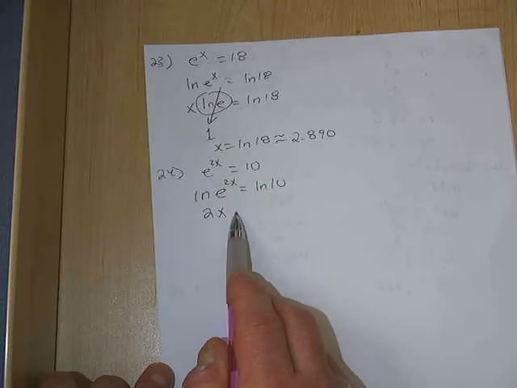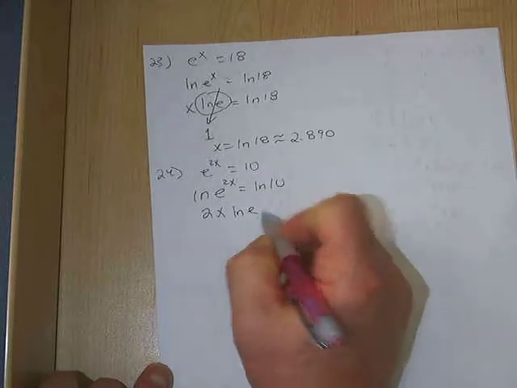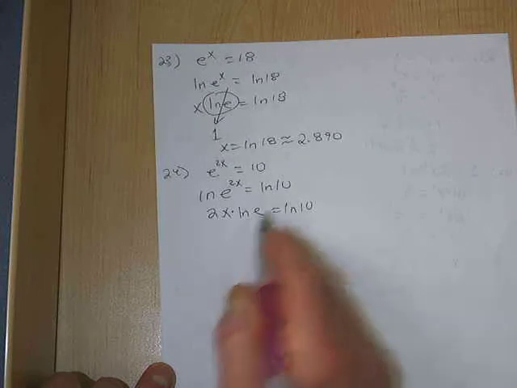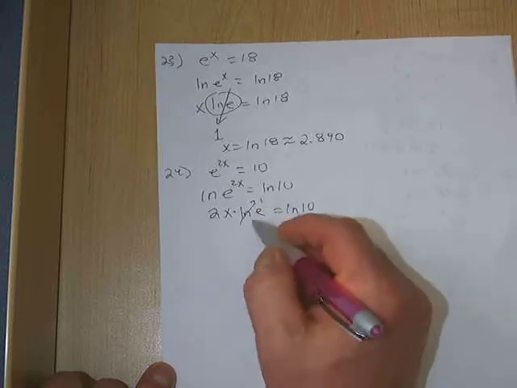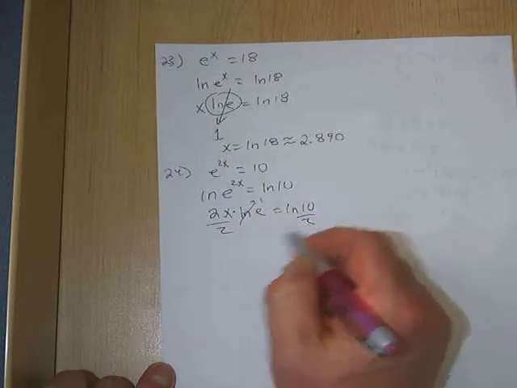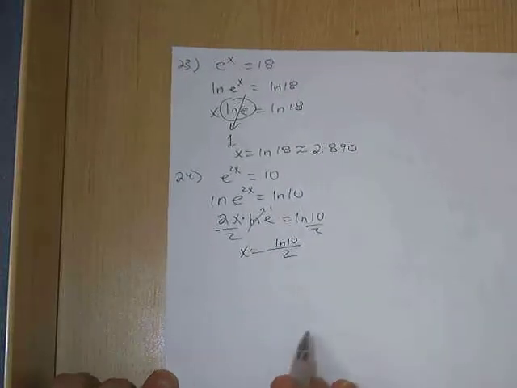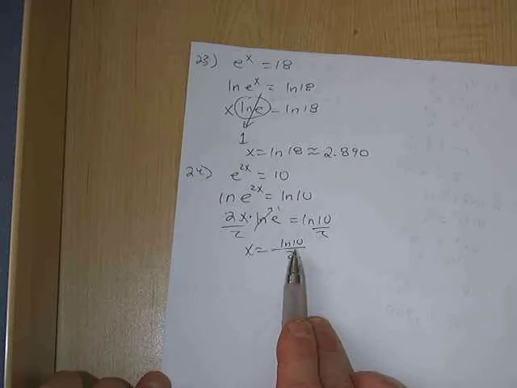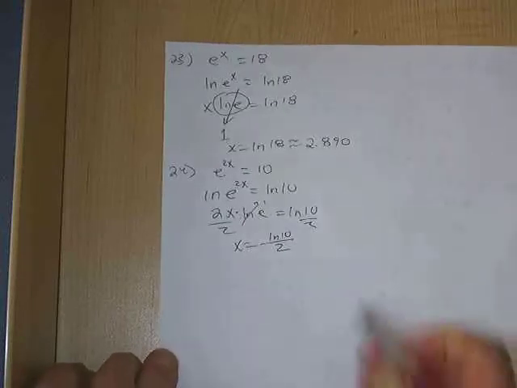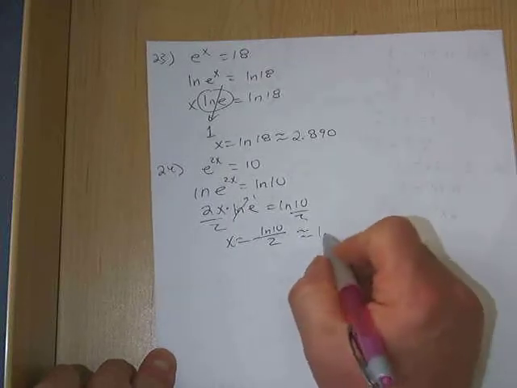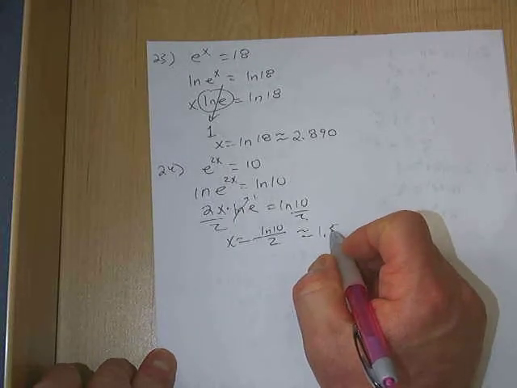What should I write next? I'll write it one more time. Natural log of e equals the natural log of 10. Natural log of e is 1. So dividing by 2, I get x equals the natural log of 10 divided by 2. Not the natural log of 5, the natural log of 10 divided by 2, which equals approximately, in 24, 1.151.